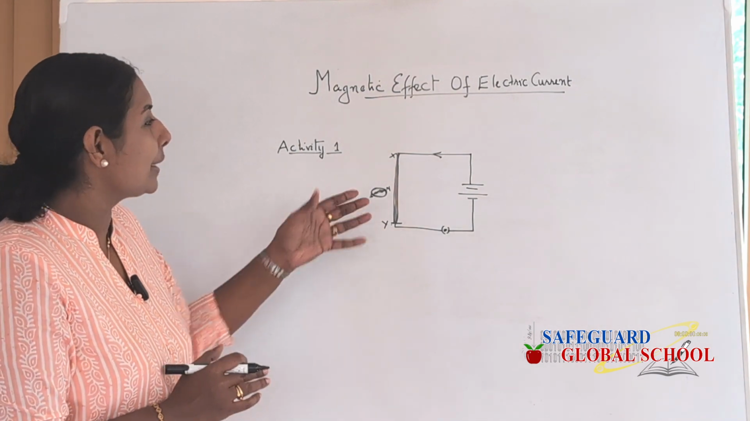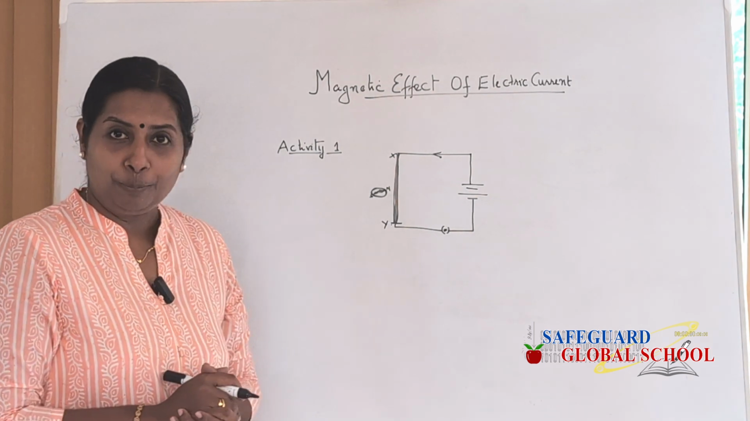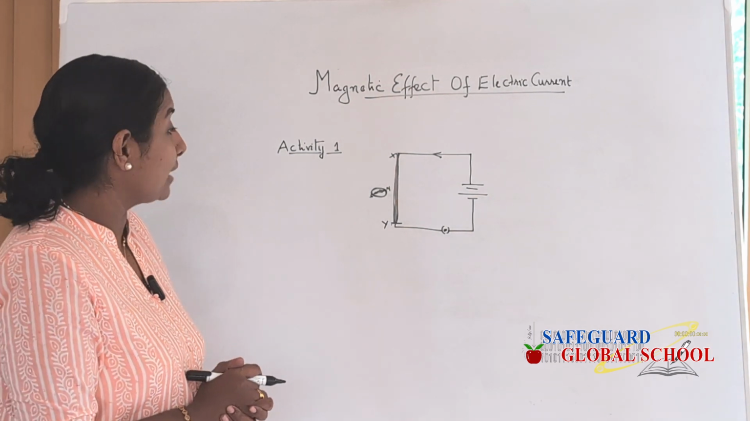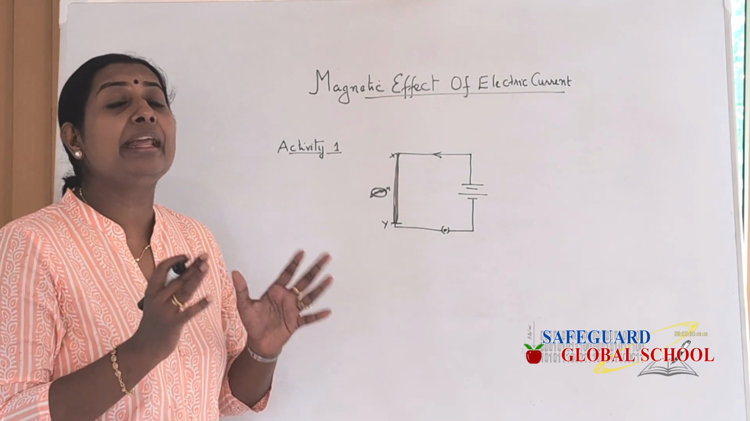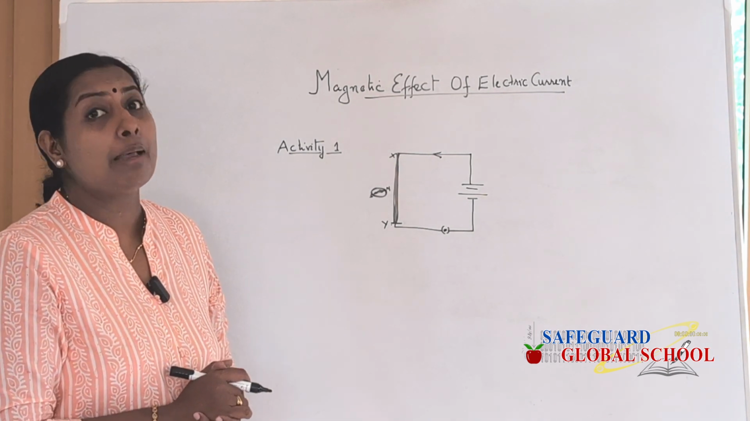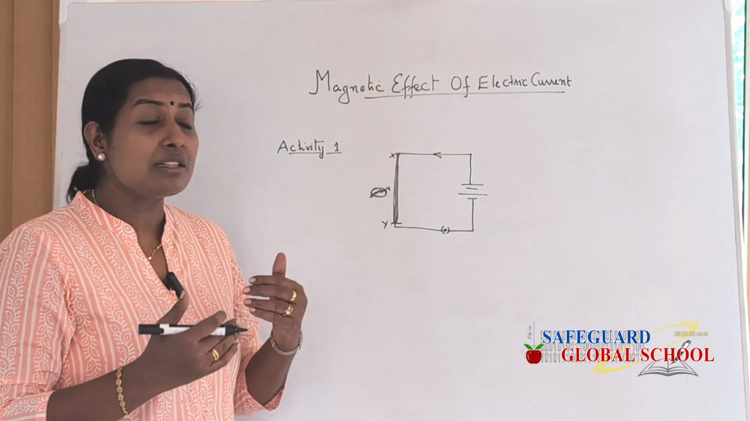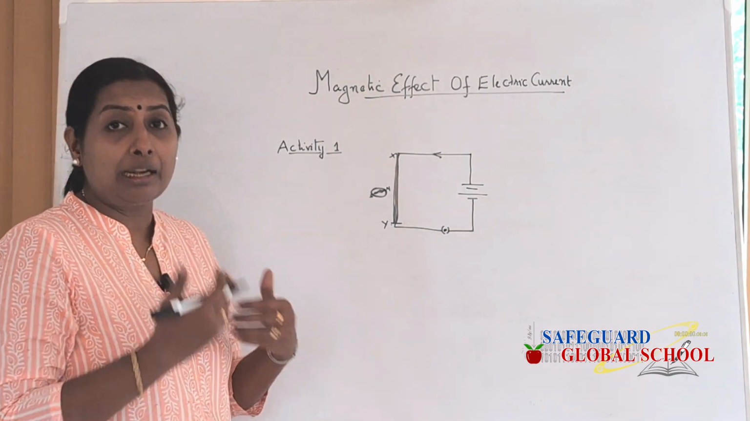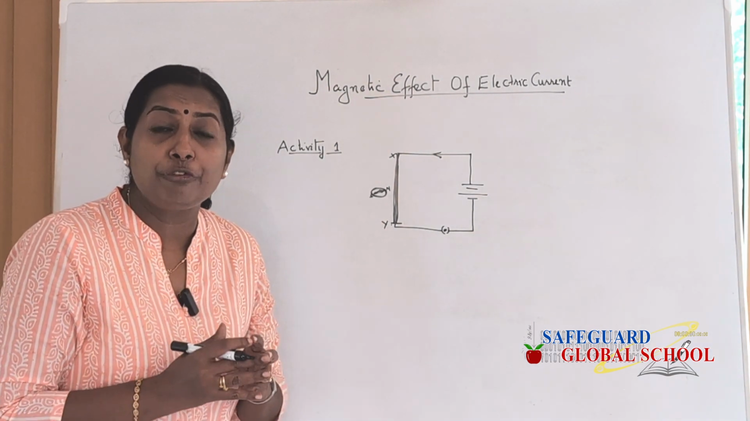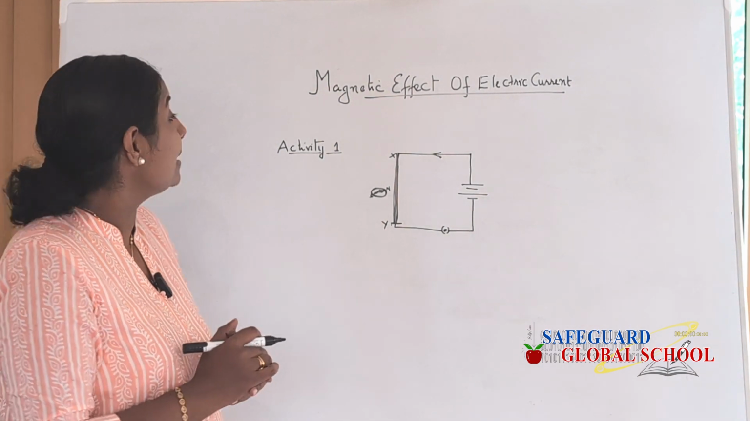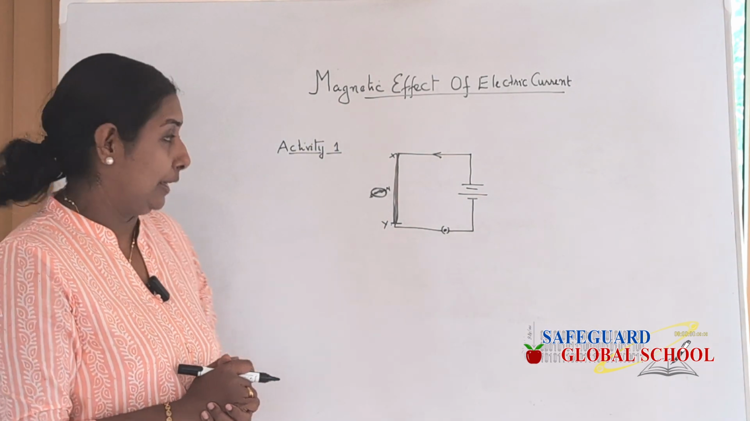So what was the conclusion that Ørsted had made from it? The conclusion of this activity is that associated with every current carrying conductor, there is a magnetic field. So when a conductor starts carrying current, there develops a magnetic field around it. This is of course called the magnetic effect of electric current.